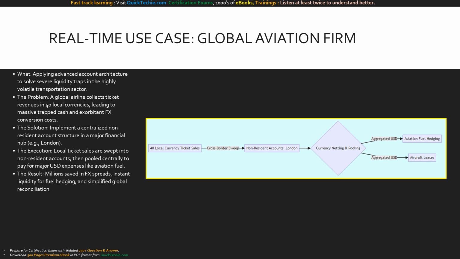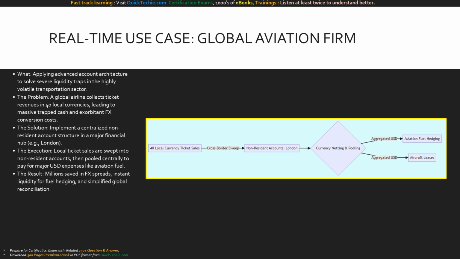On the far left, we have 40 local currency ticket sales occurring daily. Instead of staying trapped locally, follow the arrow representing the cross-border sweep. These funds flow directly into the middle node, non-resident accounts located in London. Because they are non-resident and centrally located, the Treasury team can immediately funnel these funds into the currency netting and pooling engine. Finally, the aggregated, converted cash flows out to the right to settle the company's massive centralized liabilities, aviation fuel hedging, and aircraft leases.